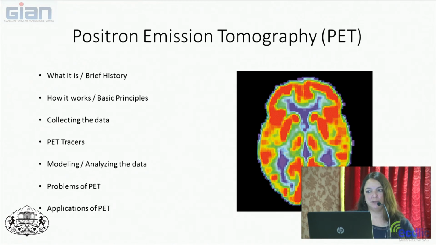Okay, we're going to move on to PET. PET is positron emission tomography. That's the other functional technique we're going to talk about in some detail before we move on to MRIs. So again, we're going to go through what PET is, a brief history of it, how it works and the basic principles, how you would collect the data, and then we're going to talk about PET tracers, because when you measure PET data, you need to have a tracer or a molecule that you're trying to look at and see what happens to it when you put it into the body. We're going to talk a little bit about modeling and analyzing the data, problems of it, and applications of it.